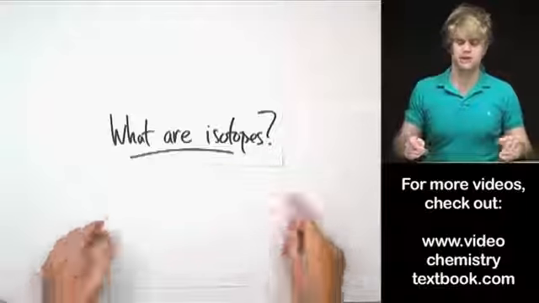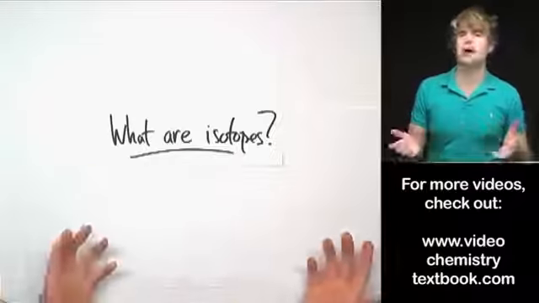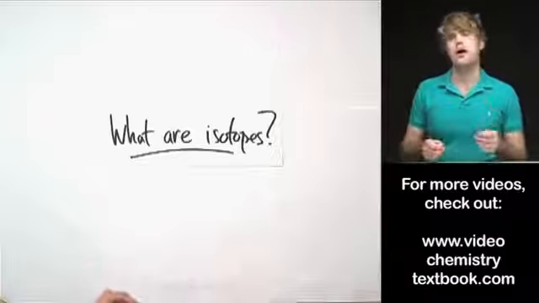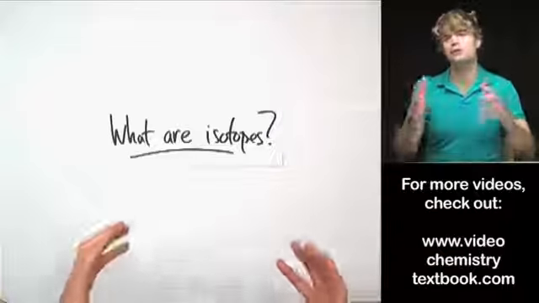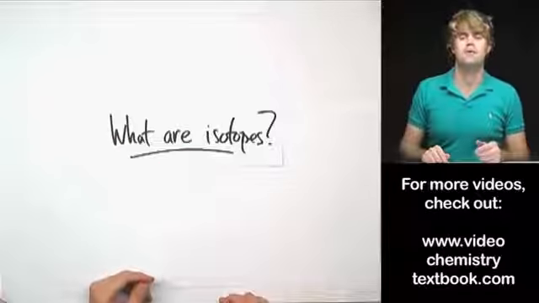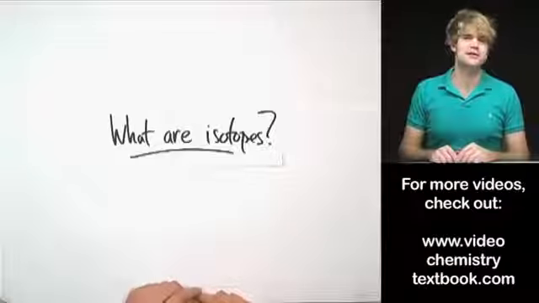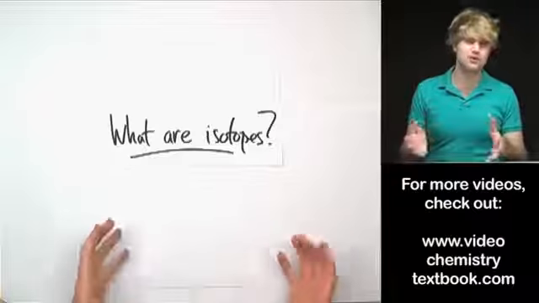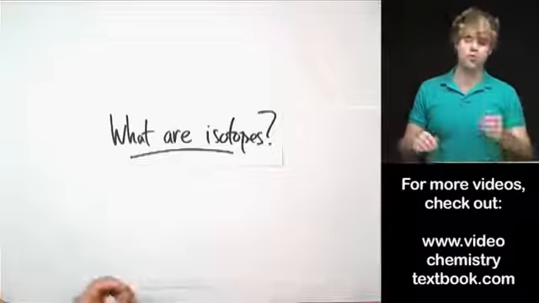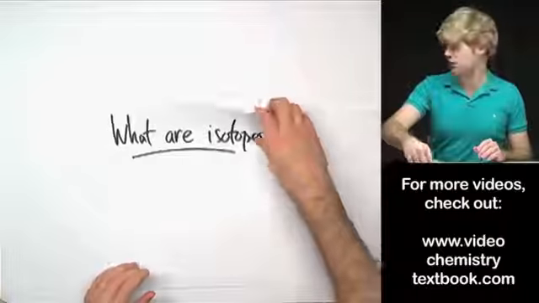What are isotopes? Isotope is a word that gets thrown around in chemistry a lot. So what are they? Really quickly, isotopes are different versions of an element, or different versions of a certain kind of atom. This can be a tricky concept though, and a lot of people get confused by isotopes. So I want to describe them by starting out with an analogy to cars, okay?